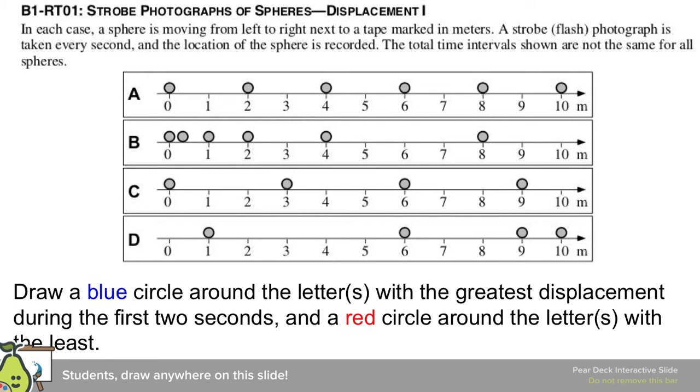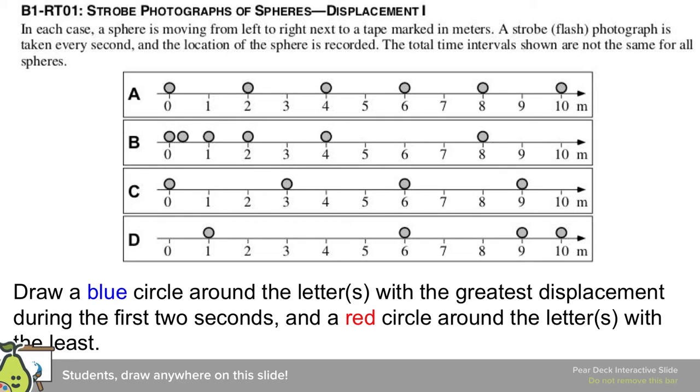All right, strobe photographs. In each case, a sphere is moving from left to right next to a tape marked in meters. A strobe flash photograph is taken every second, and the location of the sphere is recorded. The total number of time intervals shown is not the same for each sphere, obviously. Draw a blue circle around the letter or letters with the greatest displacement during the first 2 seconds, and a red circle around the letters with the least.